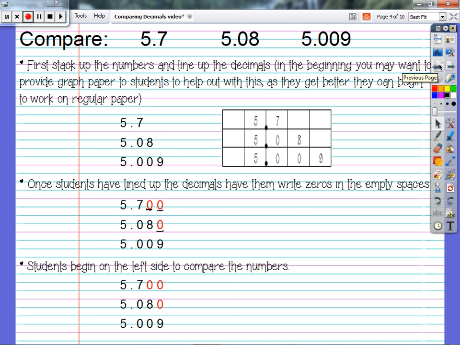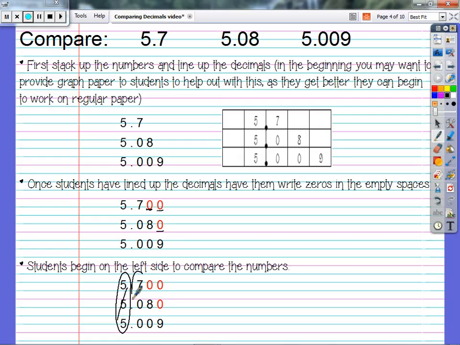So let me go back here. So let's go ahead and start with comparing this first number. Whenever we're comparing, we always begin with a digit on the left-hand side. And if we look at those digits that we have circled, they're all the same. So we can't compare here. So we're just going to go ahead and cross those numbers out.